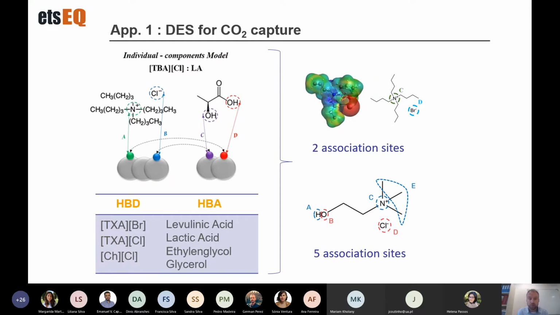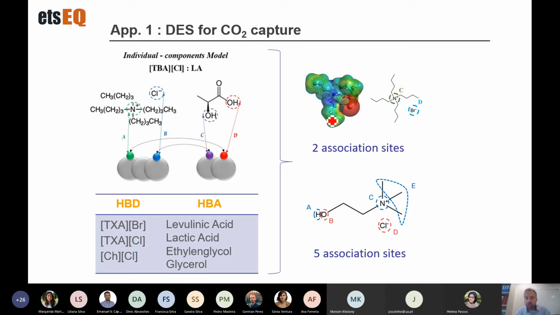The individual component model was used to study different hydrogen bond donors and hydrogen bond acceptors. We studied different salts, two tetraalkylammonium salts with bromide and chloride, and choline chloride, in a collaboration also with, again, Professor Coutinho and Manuel Crespo, that I know is in your group. And as hydrogen bond acceptors, there were levulinic acid, lactic acid, ethylene glycol, and glycerol. There are others, but these are the ones that I'm showing in this study.